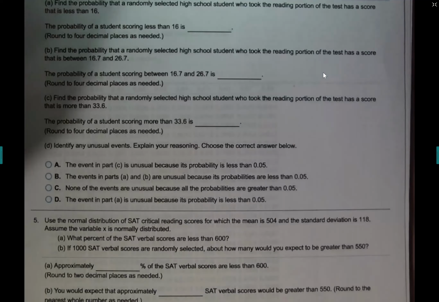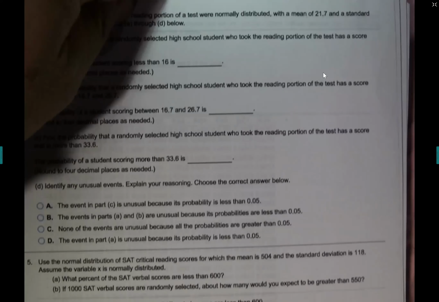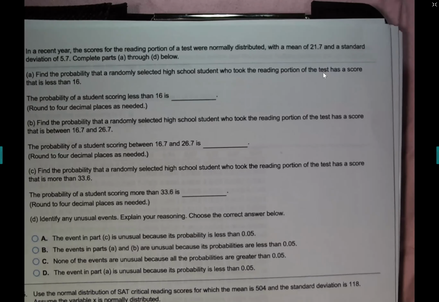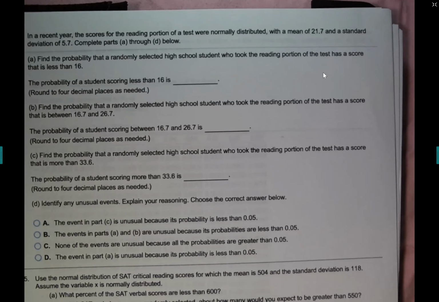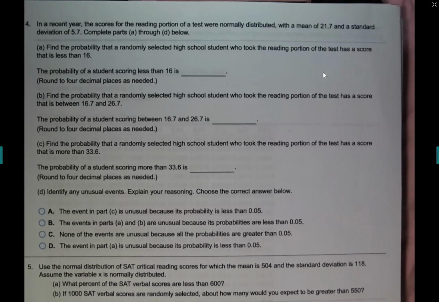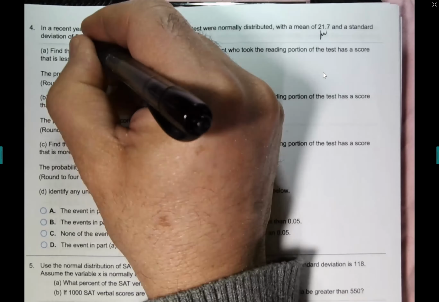Number 4. Okay. This number 4, please pay attention to it. That could show up on the test also with multiple parts. It's just like the Socrative activity, like your assignment, very much the same, but it's in parts. So in a recent year, the scores of a reading portion of a test were normally distributed with a mean of 21.7 and a standard deviation of 5.7.